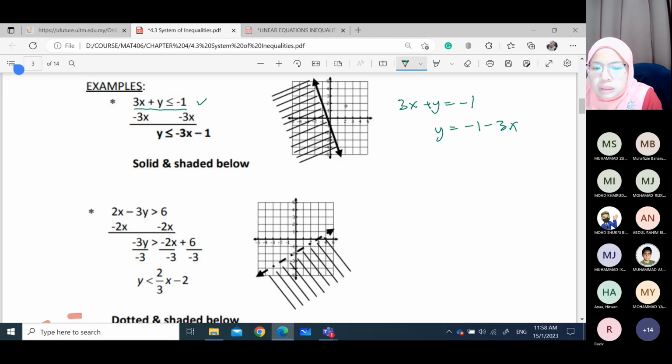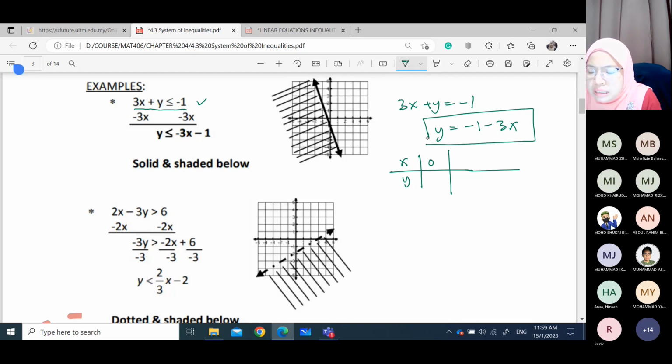Okay, so how to plot or how to draw this graph? So, kita masukkan nilai x dan juga nilai y. Okay, so let's say x start with, kita ambil 0. For example, when x is 0, so kita dapatkan y daripada equation yang ini. So, you masukkan x 0, so y is negative 1. So, the point here is x 0, y negative 1. So, kat sini, point dia.